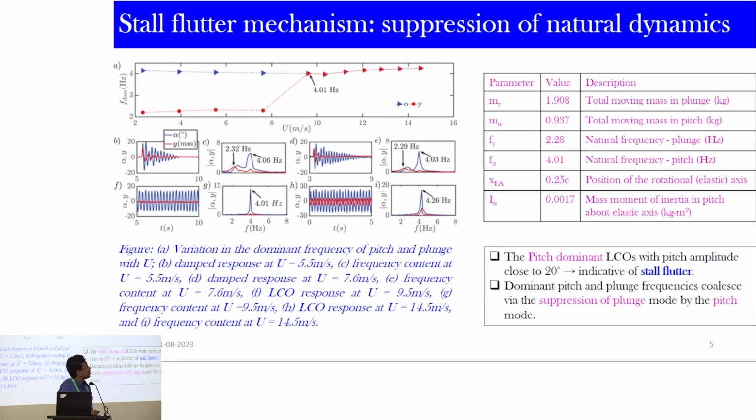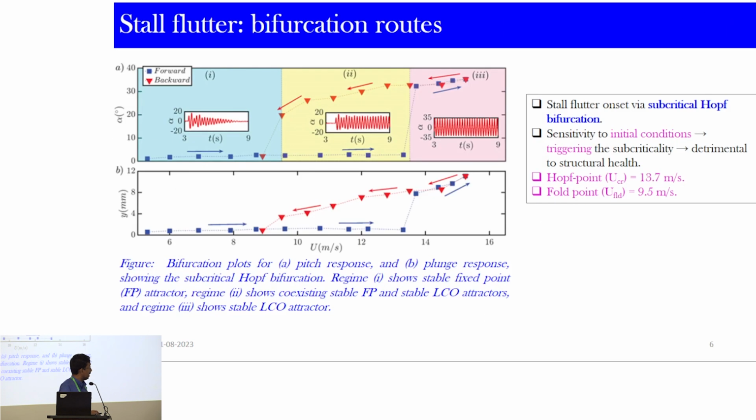which results in a coalescence of the flutter frequency with the pitch natural frequency, which is one of the canonical litmus tests for stall flutter, because it is viewed as torsionally dominant oscillations. And we see also that the amplitudes are very high in pitch, which is again an indication of stall flutter. All right, and this is about the bifurcation diagram.